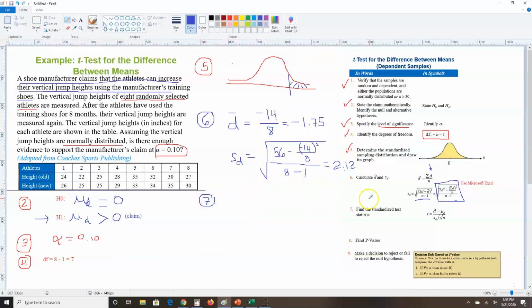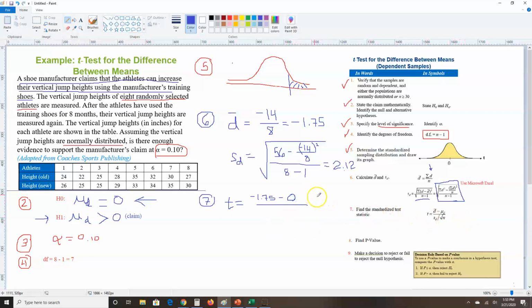What is step number 7? Oh, they asked me to find the test statistic. And how do you find the test statistic? Here is the formula. So T equals, look what the formula says, D bar. Oh, we got that already in step 6. Negative 1.75. Subtract. Who are we going to subtract? Mu D. Oh, mu D, look, you can see it right here. It comes from the claim. Mu D is 0. Oh, so put 0 there.